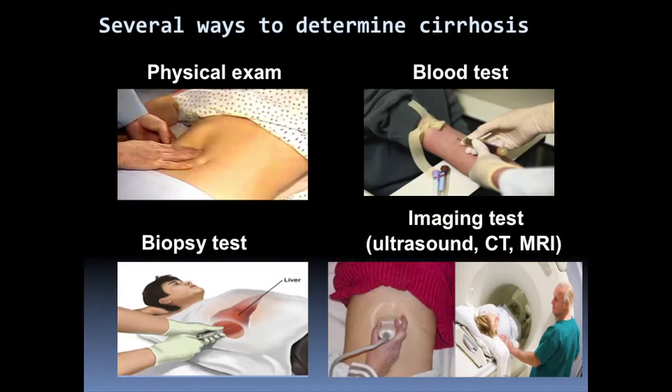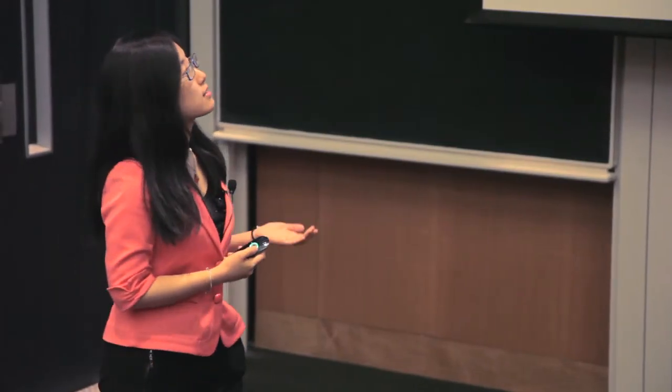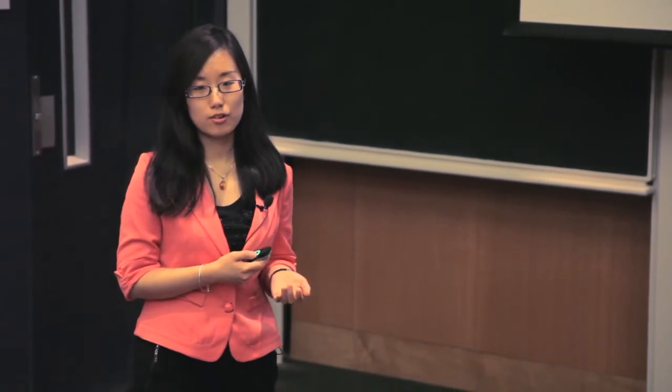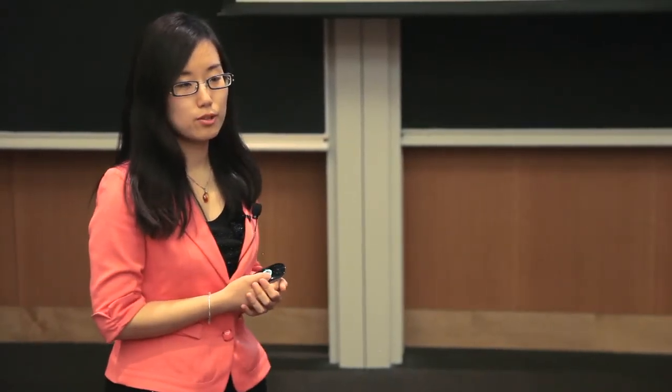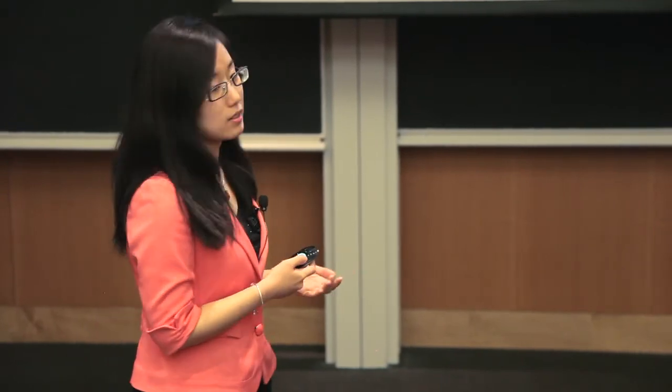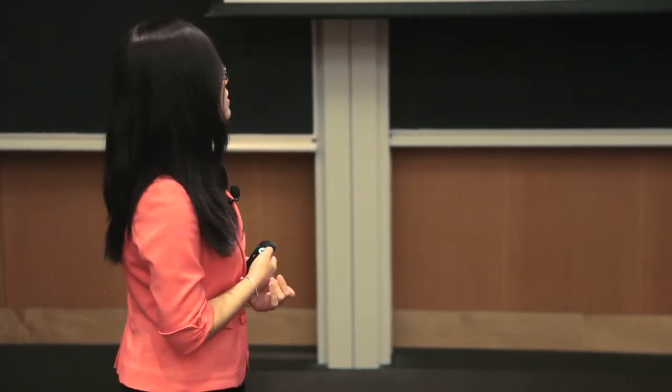There are many ways nowadays to determine liver cirrhosis. For example, physical exam, blood test, and the biopsy test. All these tests have some limitations. They may not be accurate enough to evaluate the severity of liver cirrhosis, or all the patients will feel discomfort during the test.